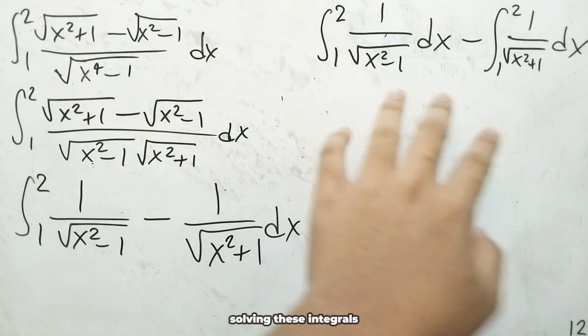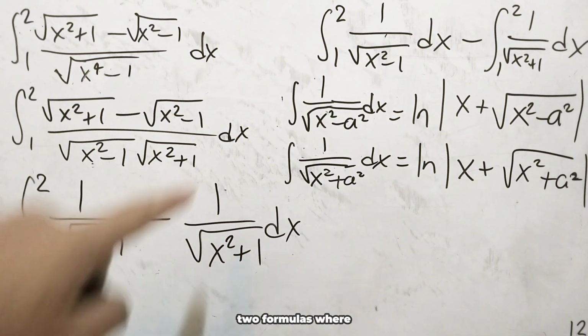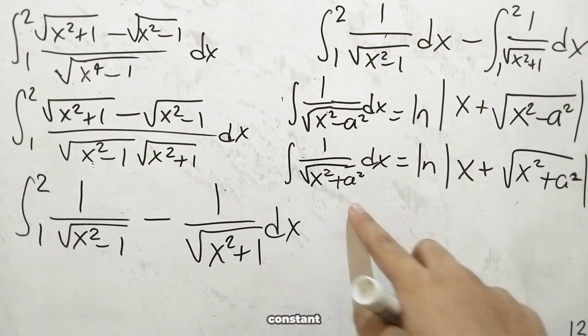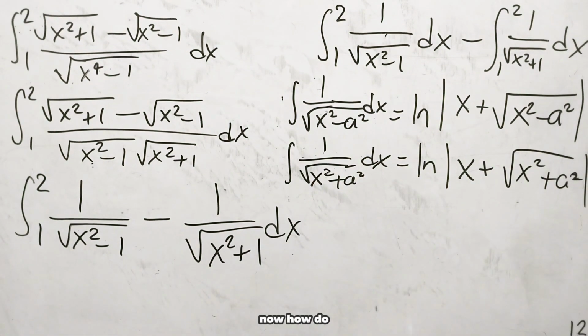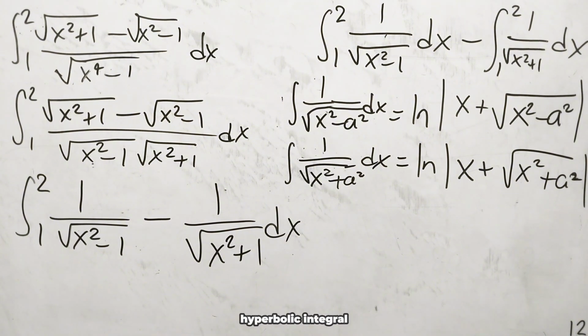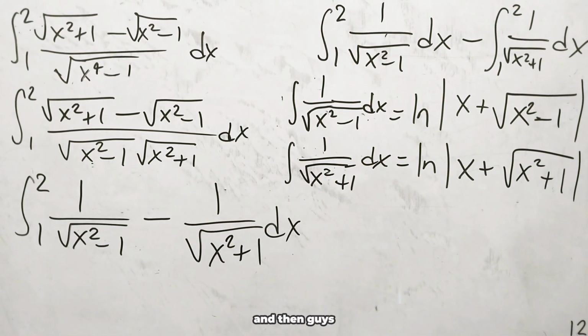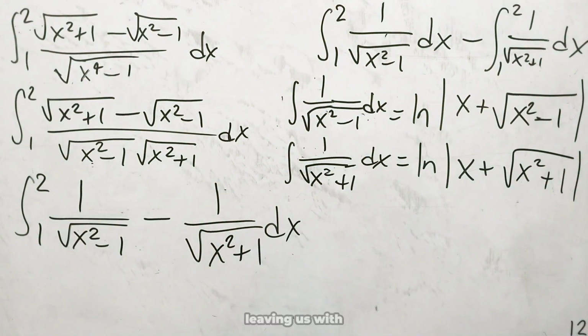And then for solving these integrals, I have a special trick for you guys. Are you guys ready for this? So guys, I have these two formulas where the integration of this, where a is a constant, and then these are also a constant, is equals to the natural log of x plus these terms down here. Now, how do we get these formulas? Well, it's just using some standard inverse hyperbolic integral, but that's too hard for our topic in this video. So I'm just gonna substitute the values in with these formulas. And then guys, I just substitute the -1 and 1 in these formulas, leaving us with this.